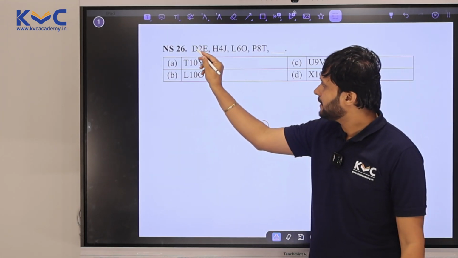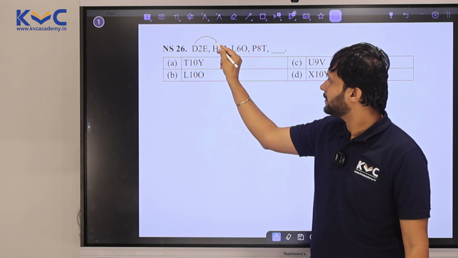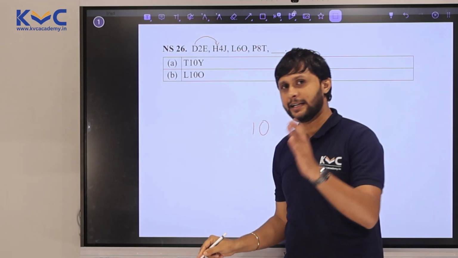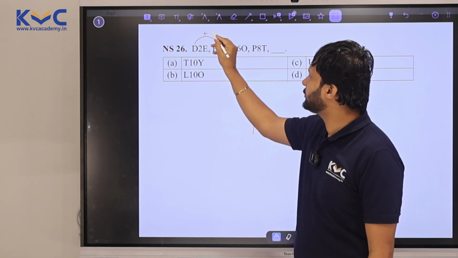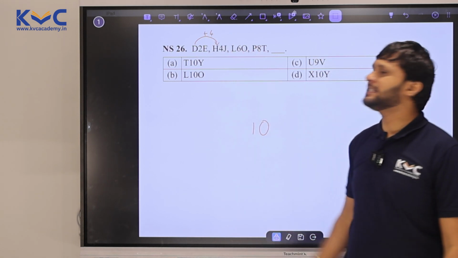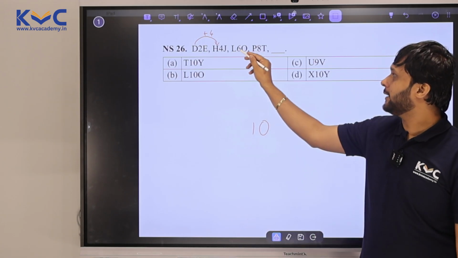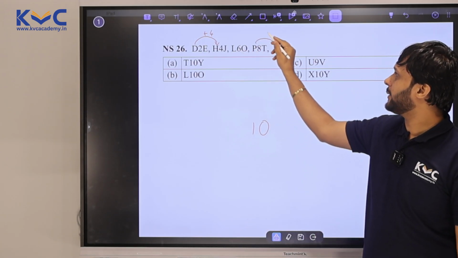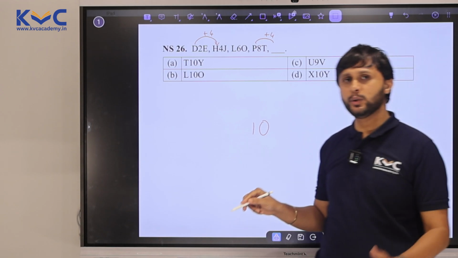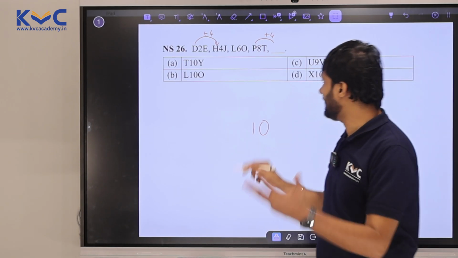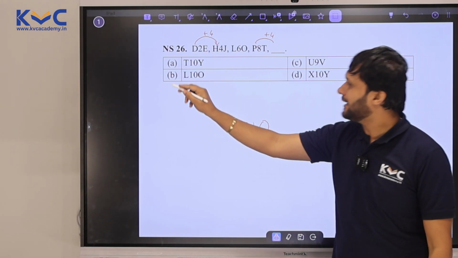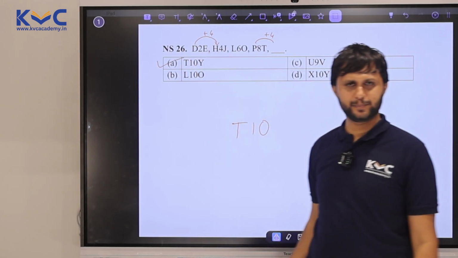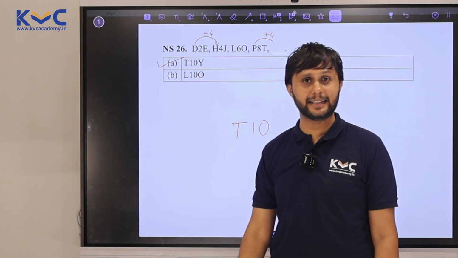Then we have D, H, L, P. A, B, C, D, E, F, G, H. So 4 letters later, we have plus 4 here. H, I, J, K, L, M, N, O, P. From here also we need to add 4 letters. P, Q, R, S, T. So the 4th letter here is T, which is in option A. I'll tick it for the time being. Let's confirm after we check the third character as well.